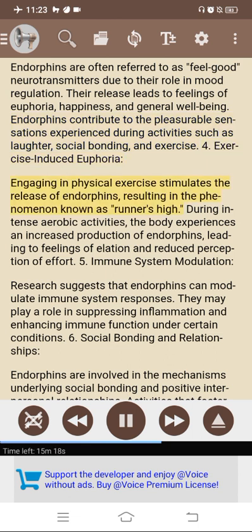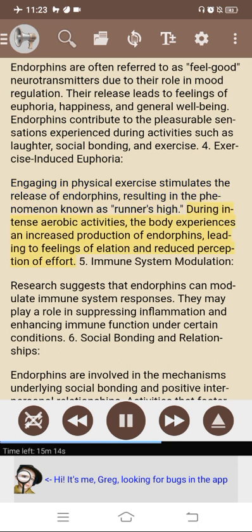4. Exercise-induced euphoria. Engaging in physical exercise stimulates the release of endorphins, resulting in the phenomenon known as runner's high. During intense aerobic activities, the body experiences an increased production of endorphins, leading to feelings of elation and reduced perception of effort. 5. Immune system modulation. Research suggests that endorphins can modulate immune system responses. They may play a role in suppressing inflammation and enhancing immune function under certain conditions.